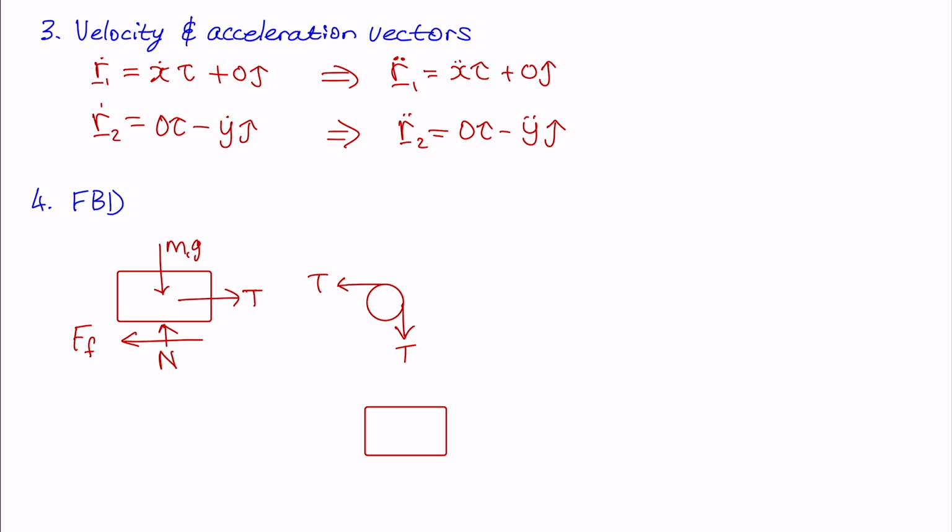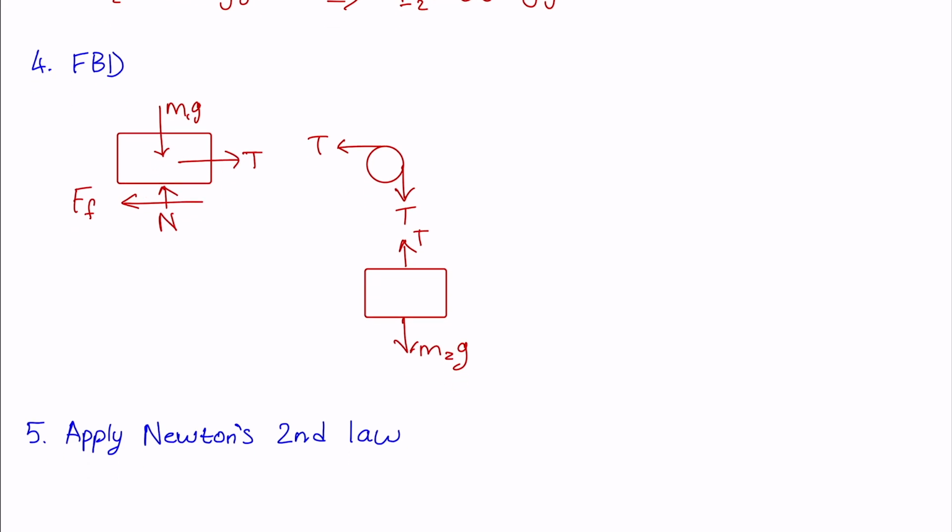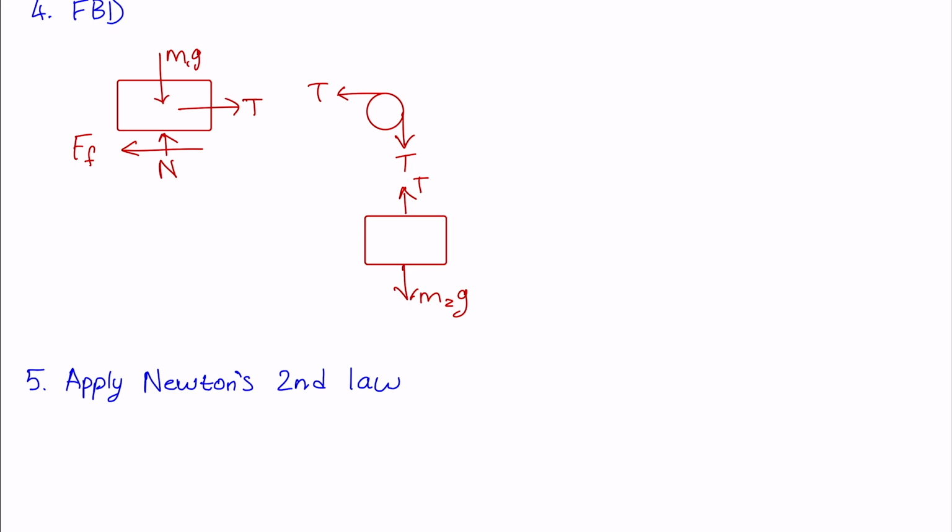And we would need to do some of the moments, which we haven't covered yet. All right, so on mass 2, we have the tension pulling up, that's our tension T, and then we have the gravitational force M2 G pulling down. And that accounts for all of the forces.